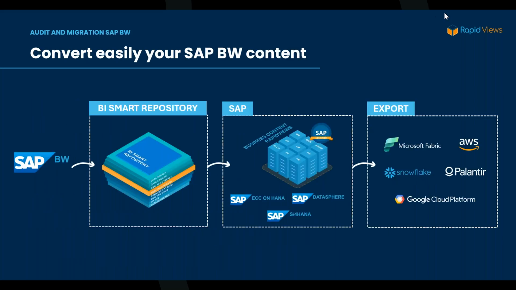So how does it work? In fact, you can import all your BW into the BI Smart repository, okay? We have a tool to import all your BW objects, analyze them, and model them, making the data lineage automatically, etc. And you put it in an SAP model. If it's ECC on HANA or S/4HANA, it could be in CDS views or in Datasphere, okay?